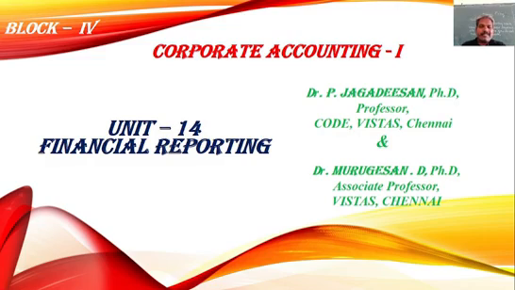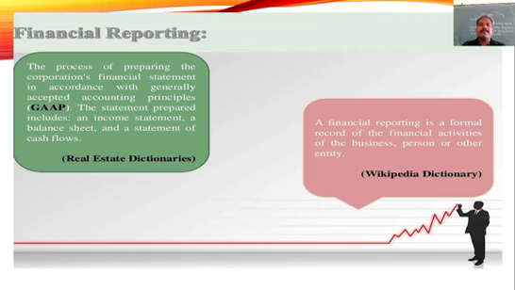Today we are going to discuss financial reporting from Corporate Accounting 1 in Lab 4, Unit 14. Let us see what financial reporting is and what categories it includes. So, what is financial reporting? Financial reporting means the process of preparing the corporation's financial statements in accordance with generally accepted accounting principles, GAAP. The statements prepared include an income statement, a balance sheet, and a statement of cash flows.